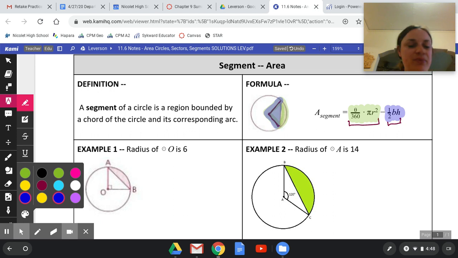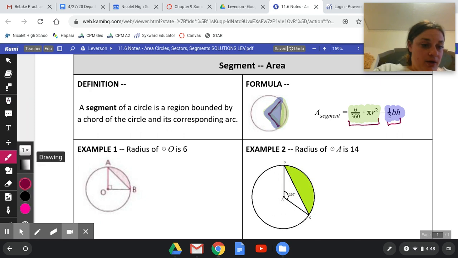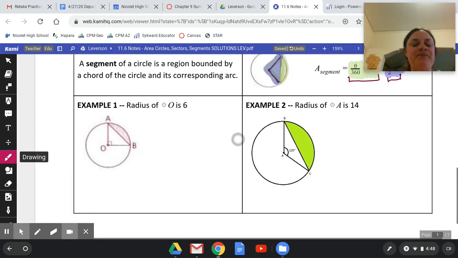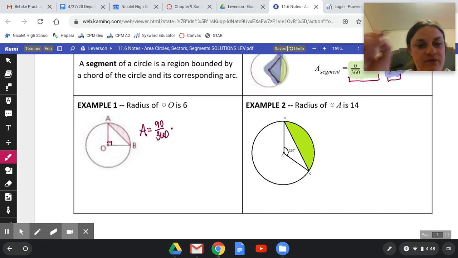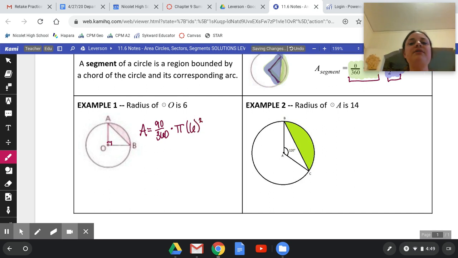All right, two examples. First one's pretty easy. So my first example is this. I've got the radius of circle O is 6, and I know that since this is a right angle, it is a 90-degree angle. So to find the area of the sector, I take 90 over 360 times the full area of the circle, which would be pi times r squared, which is pi times 6 squared. So that would be the full area of the sector if I was looking for all that, but I am not.